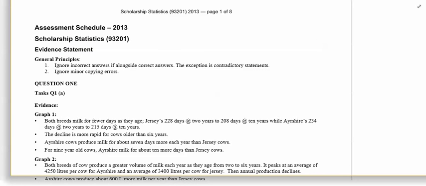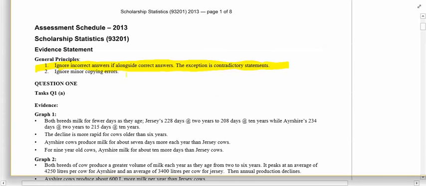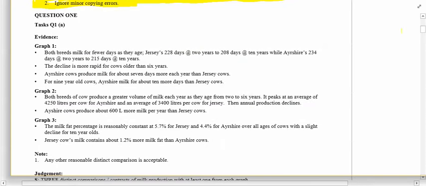So to get hold of the assessment schedule, you can just go to the NZQA website and go to the mathematics page and then scholarship statistics, and you can download it. So just a couple of general principles. 1, ignore incorrect answers alongside correct answers. The exception is contradictory statements. And 2, ignore minor copying errors. So let's go down and look at this question.